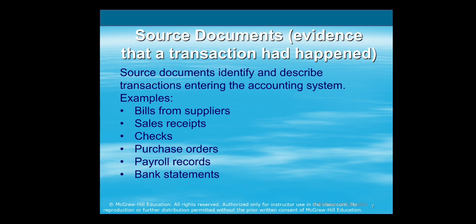For example, when a business sells something to a customer, the business will produce a receipt. That receipt is an example of a source document. That receipt is evidence that a sales transaction had happened. Bills from suppliers are also documents. They are evidence that the business has purchased something from a supplier. Sales receipts, checks.